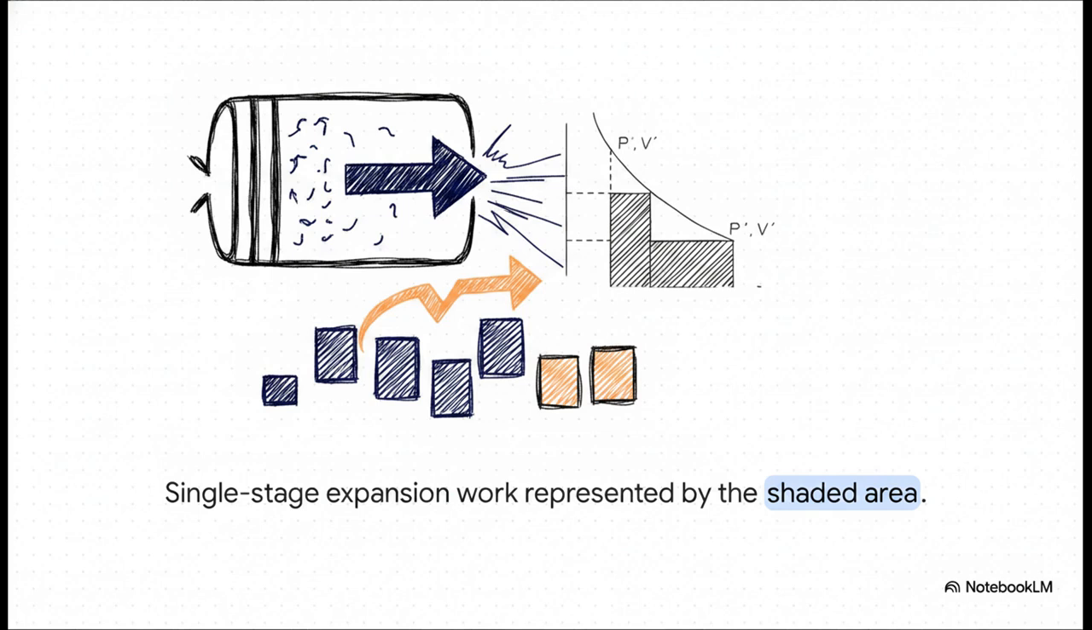Now, if we drop that external pressure suddenly and just let the gas expand in one sudden clunky step against a constant pressure, we get what's called a single-stage expansion. When we map this out, the work done by the system is represented by the shaded rectangular area under the pressure-volume curve. It's just an abrupt, spontaneous jump from point A to point B.